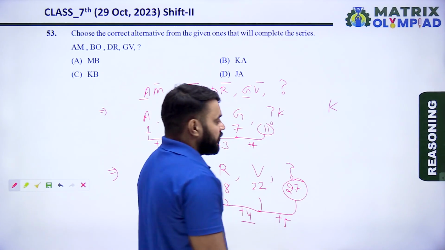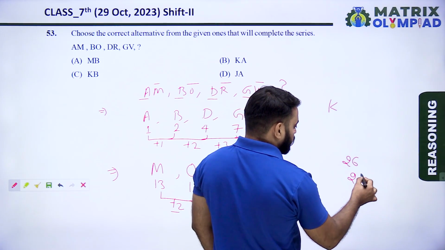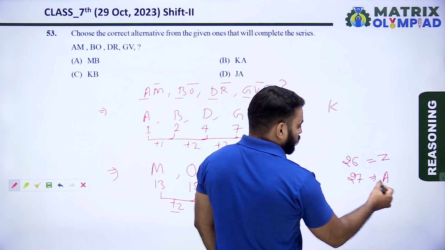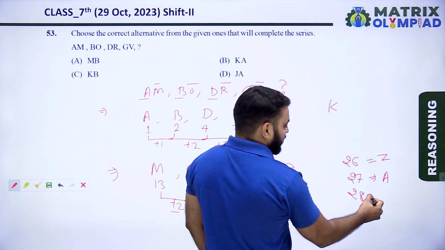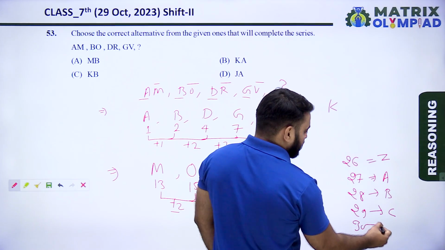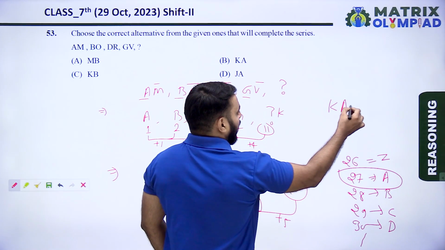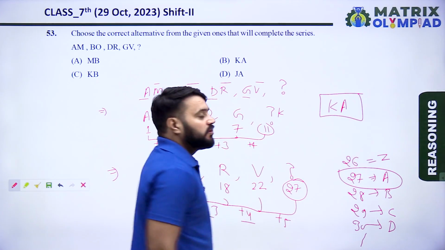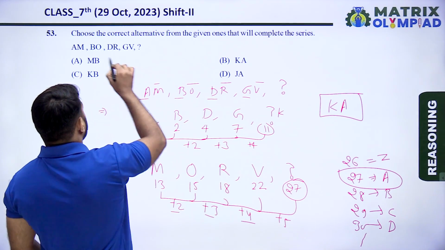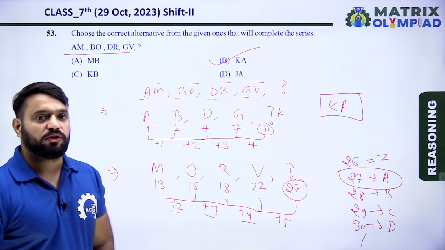So 27, we have only 26 alphabets. So here 27 means restart the alphabet. So 27 it means A, 28 it means B, 29 it means C, 30 it means D, and so on. So 27 it means A. So the second alphabet of the missing term is A. So the missing term is KA. So KA is the missing term of the given letter series. So here option B is the correct answer of this question.